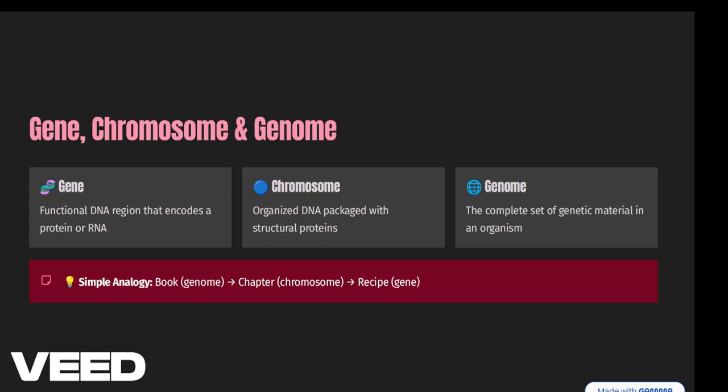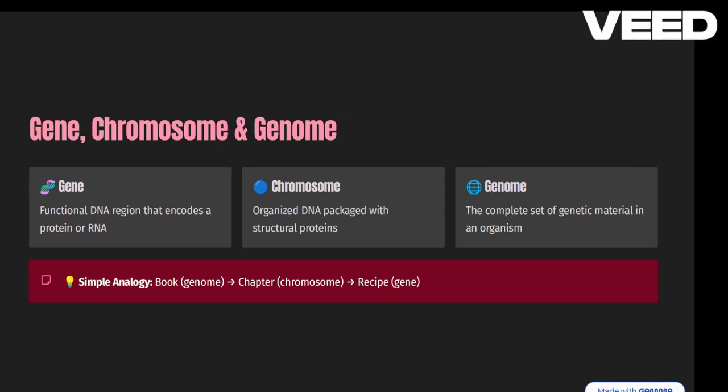Now let's understand three very important terms: gene, chromosome, and genome. First, let's talk about gene. A gene is a specific region of DNA that contains information needed to produce a functional product such as a protein or functional RNA. Next is the chromosome. A chromosome is a highly organized structure made mainly of DNA and proteins. And finally, we have the genome. The genome means the complete genetic material of an organism.